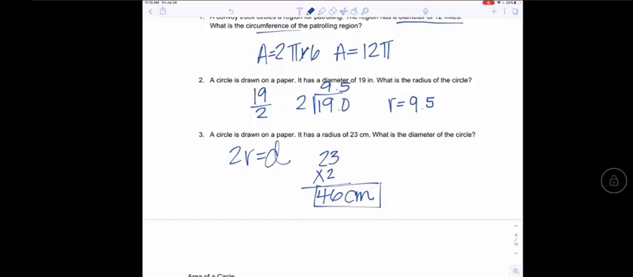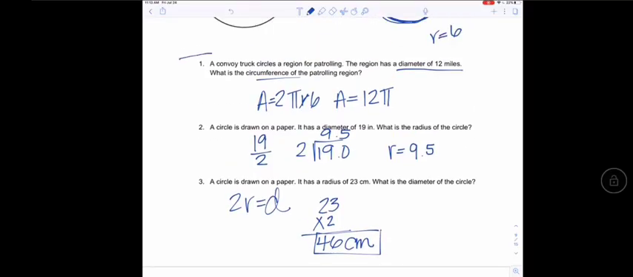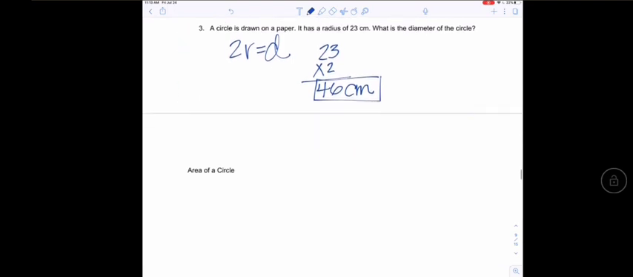Okay, once again, that's just a little practice to help you get used to the idea of switching between diameter and radius. But more likely, you'll have questions like this or more complicated. Okay. All right, so let's move on to the area.